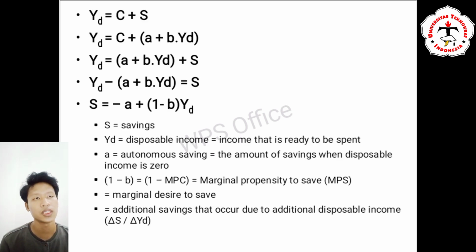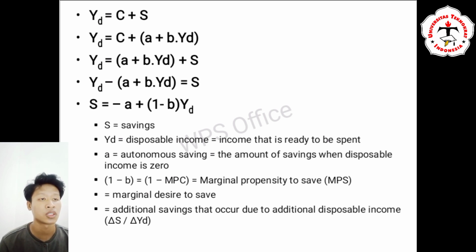YD equals C plus S. YD equals C, which is A plus B times YD, plus S. YD equals A plus B times YD plus S. YD minus (A plus B times YD) equals S. S equals minus A plus (1 minus B) YD.